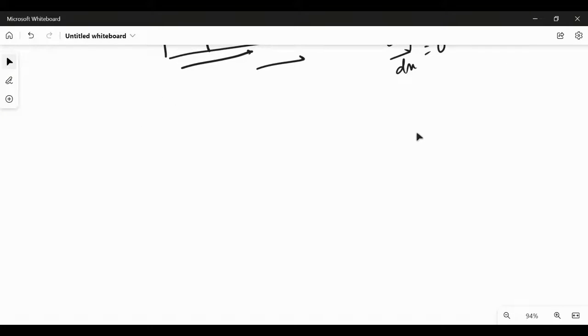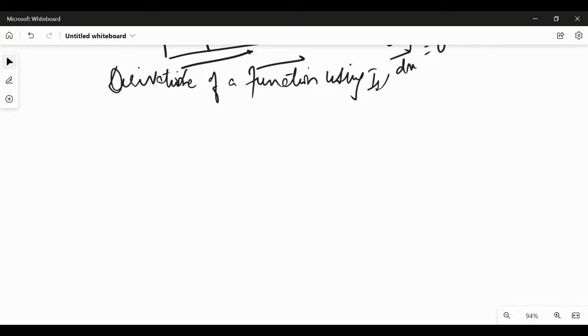Let's proceed toward the next method, that is the derivative of a function using first principle. Okay, so what is first principle? It is also known as ab initio or delta method.